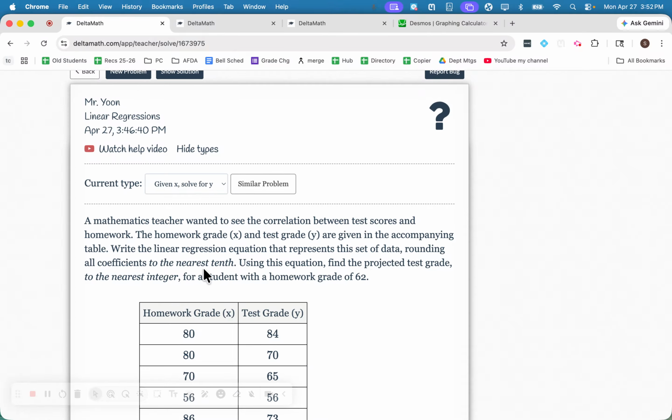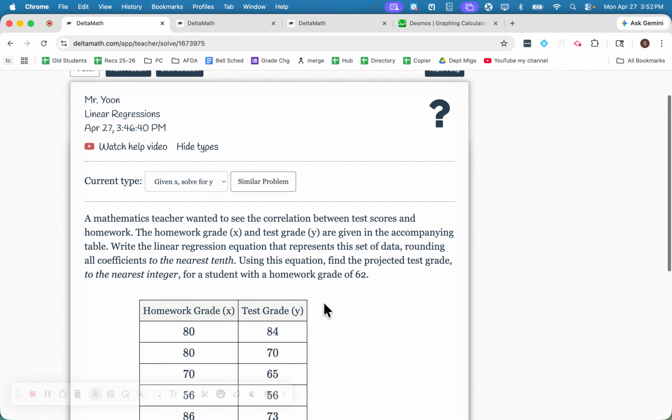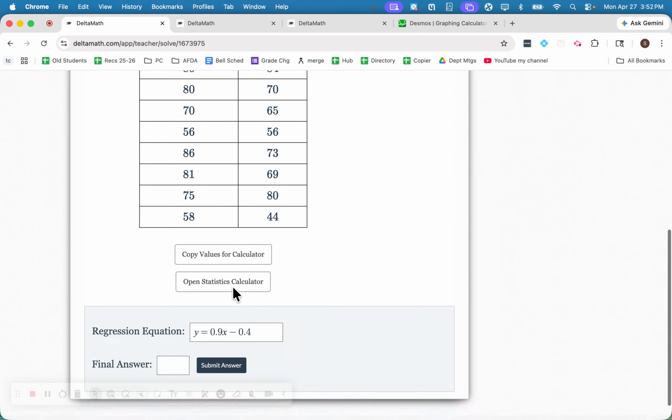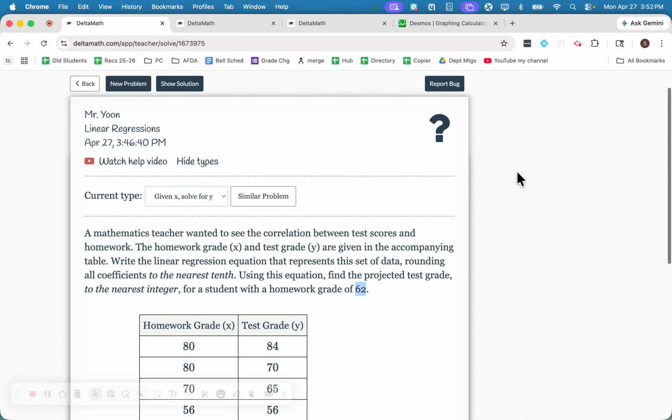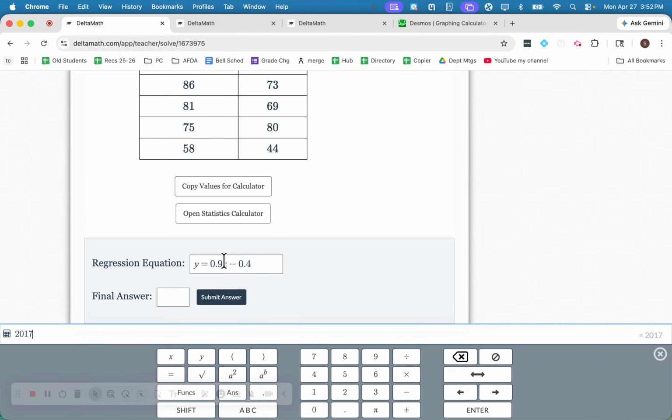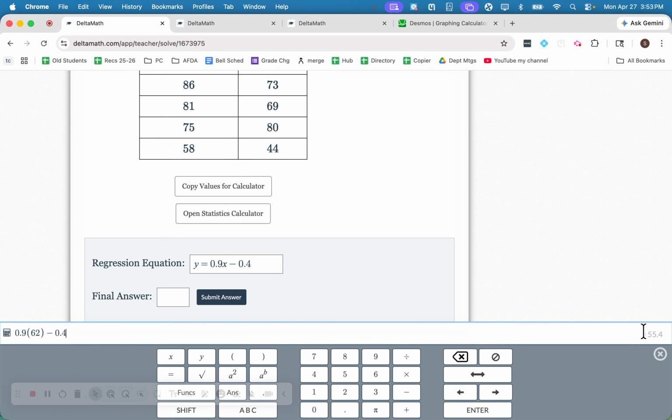Okay. So now they want you to answer this question. Find the projected test grade for a student with a homework grade of 62. The homework grade is the X. They want the Y. So homework grade of 62, 62 is our X. So really what I should do is, since homework grade of 62 is our X, what we are going to say is 0.9 times 62, which was our X, minus 0.4. And our answer comes out over here.